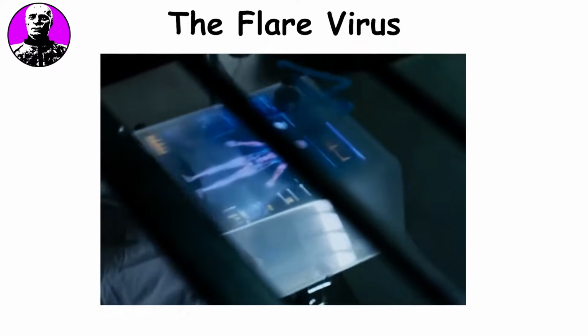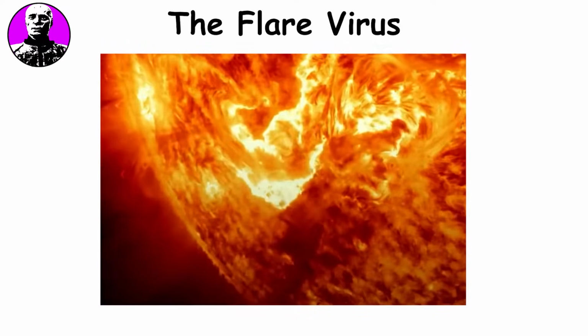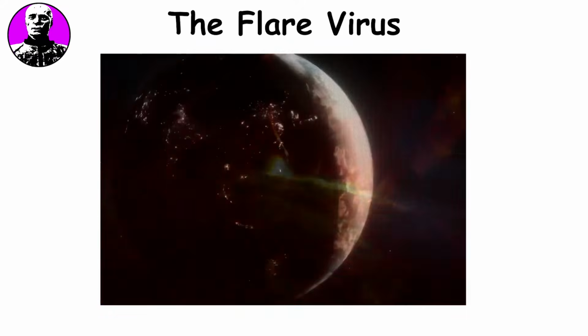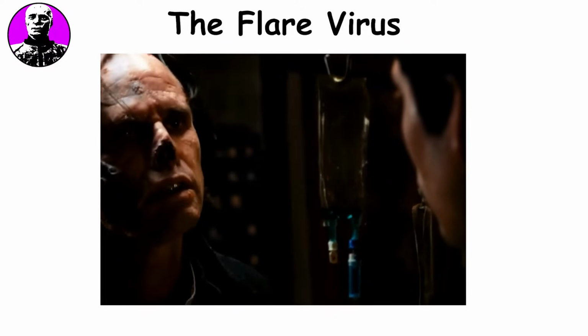The flare virus in the Maze Runner universe is a man-made pathogen released after a series of catastrophic solar flares devastated Earth. Originally engineered as a method of population control. In the wake of dwindling resources, the virus quickly mutated beyond expectation and spread uncontrollably.